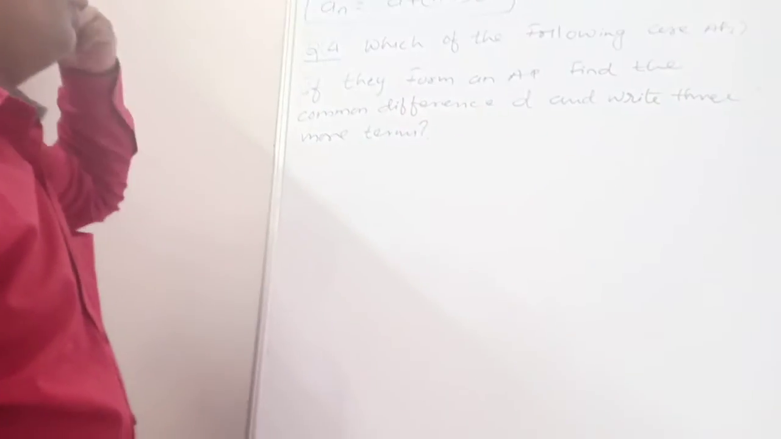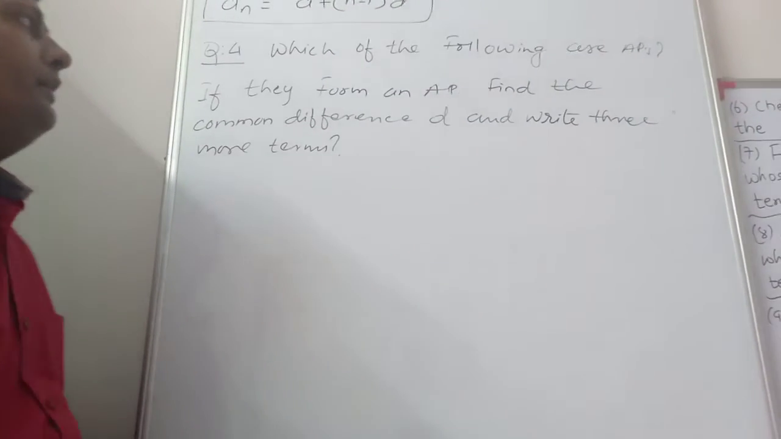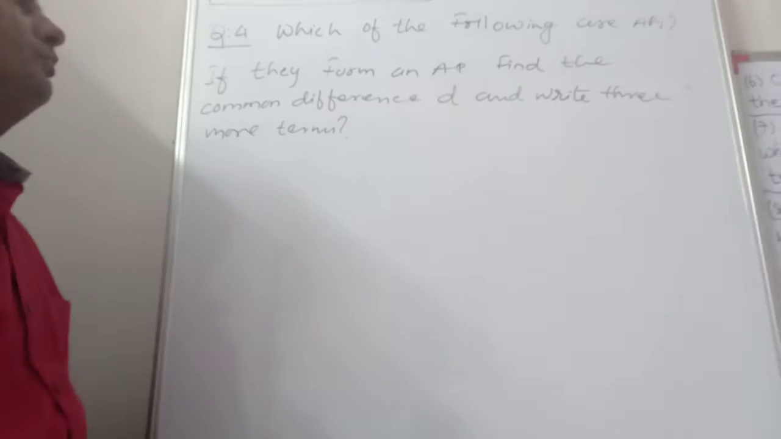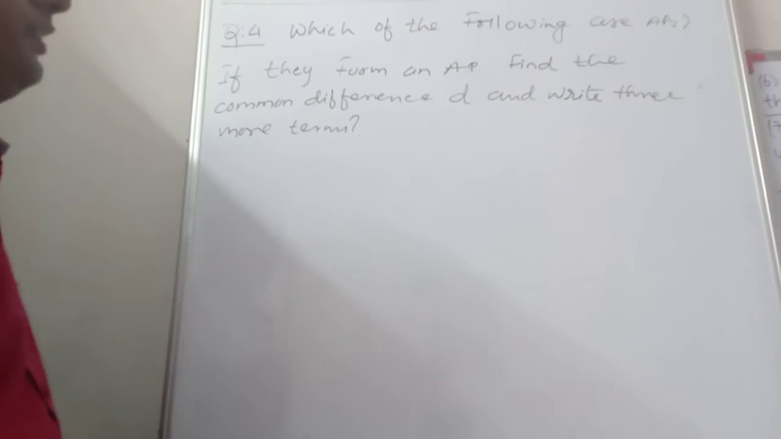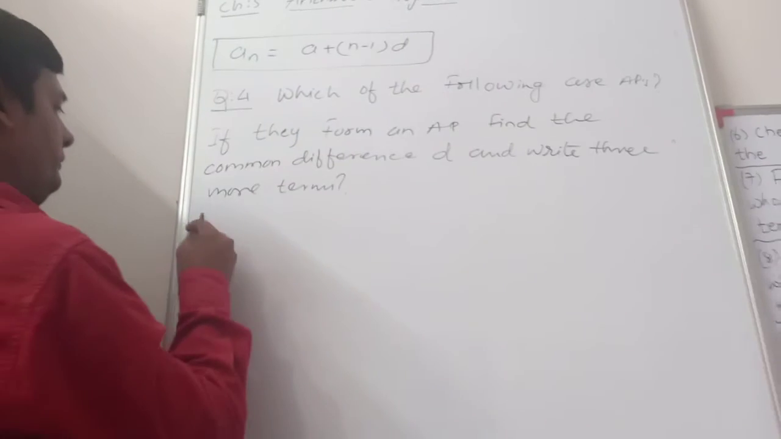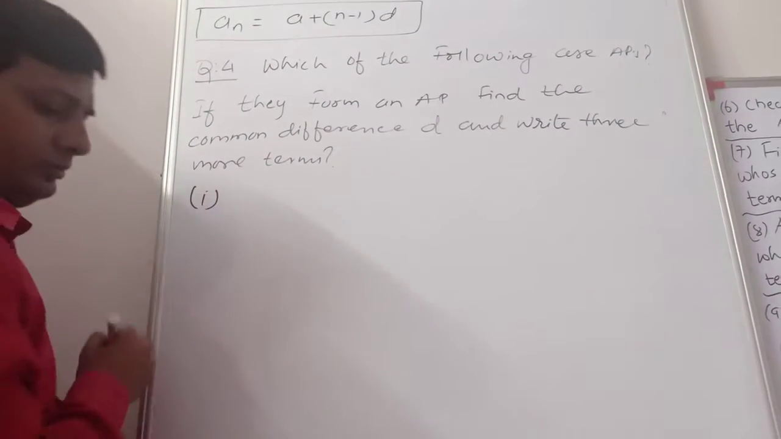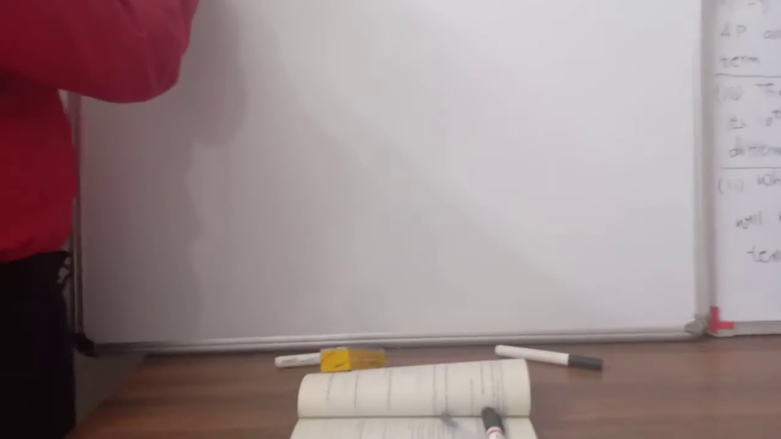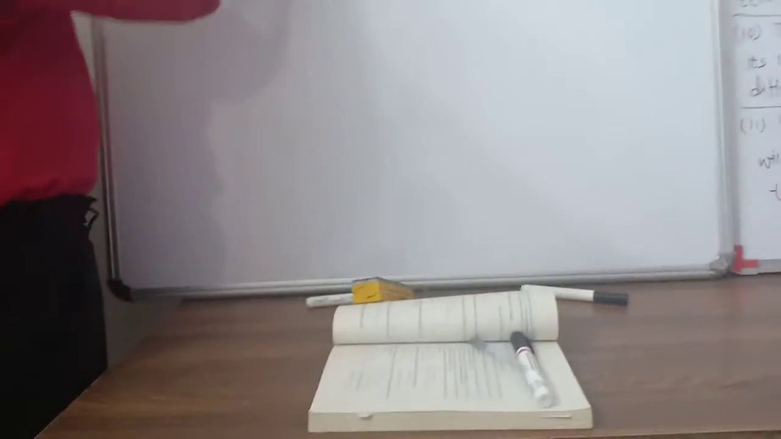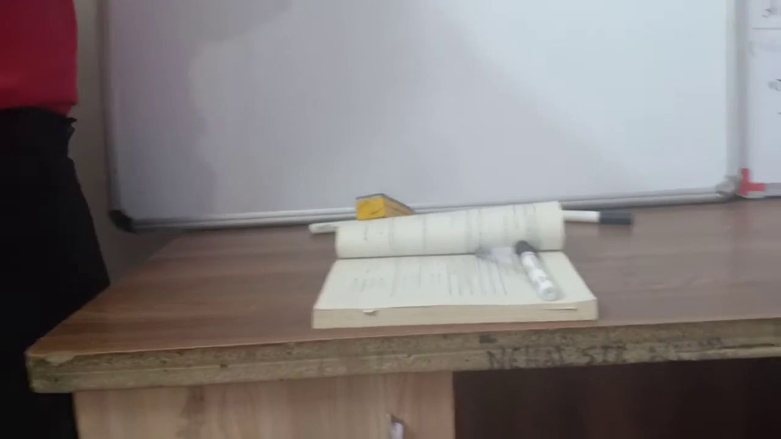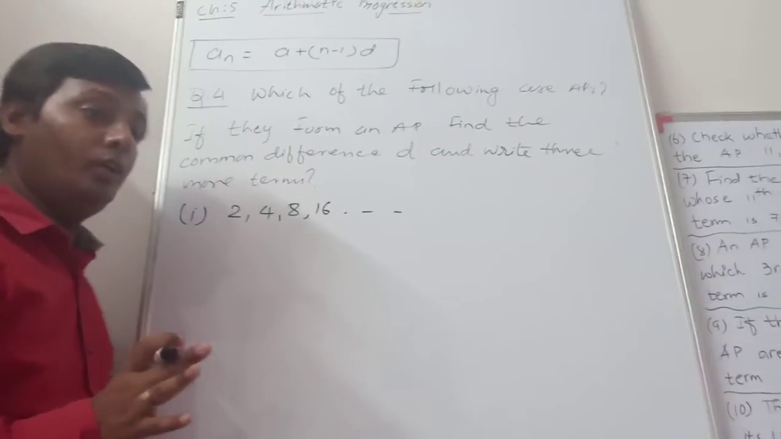So question number 4: which of the following are APs, and if they form an AP, then find the common difference and also write three more terms. Clear? So question number 4, now the first one here: 2, 4, 8, 16. First, we check whether this sequence is an AP or not.